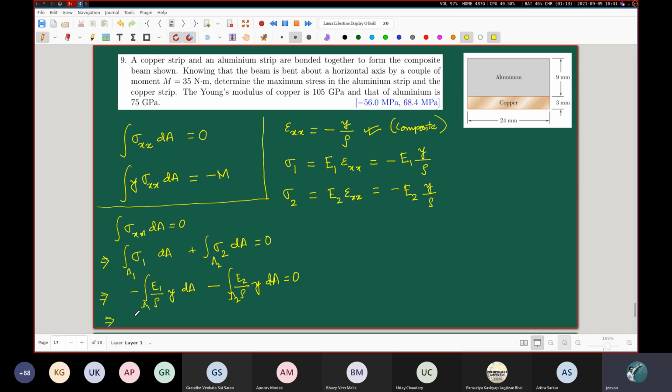So all of these things can be brought out of the integration, and this minus can also be just deleted. So it's E1 by rho integration y dA over A1 plus E2 by rho integration over the A2 area y dA. So effectively, this rho can also be deleted. What we are obtaining is E1 integration y dA over A1 plus E2 integration y dA over A2.